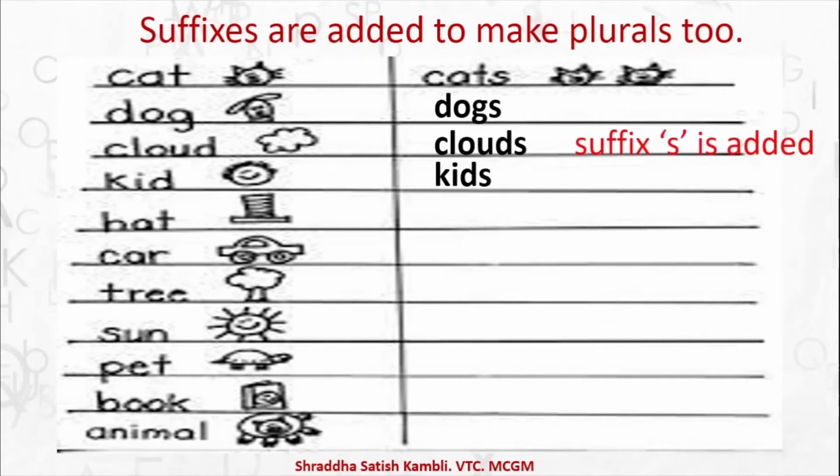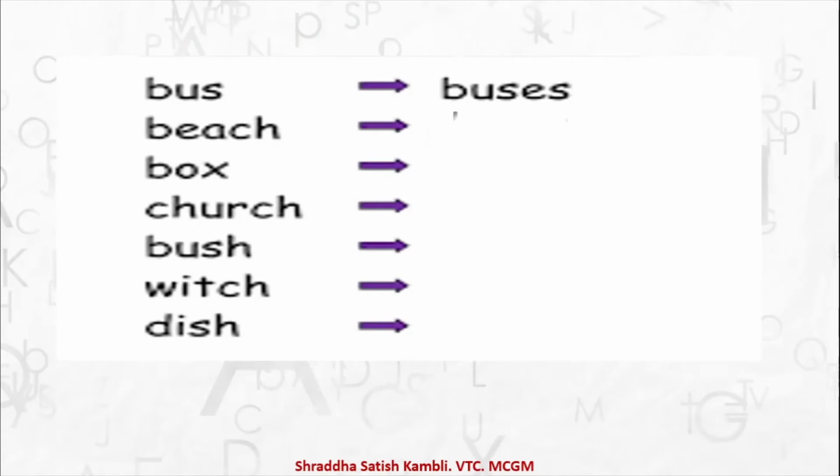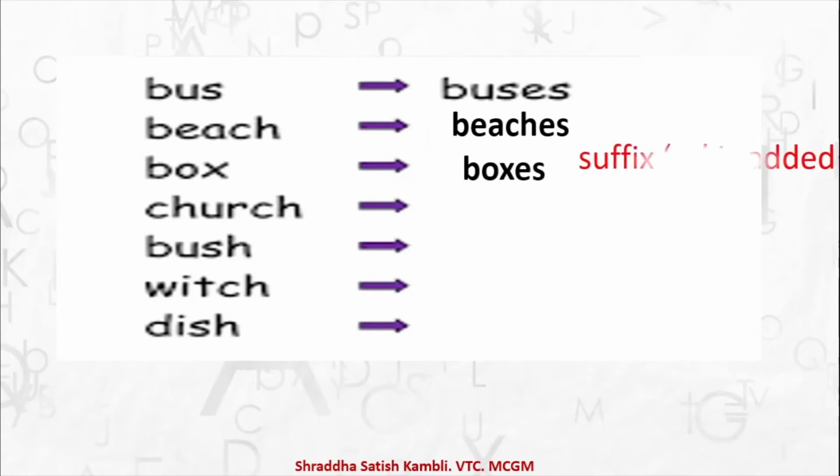It is the suffix s. So sometimes when you add the suffix s to a word or to a common noun, it transforms into its plural form. Let us see what else happens. So you will see that sometimes the suffix es is also added in order to make plural. So bus becomes buses, beach becomes beaches, box becomes boxes, and so the suffix es is added in order to make the plural form. Church becomes churches, bush becomes bushes, witch becomes witches, etc.